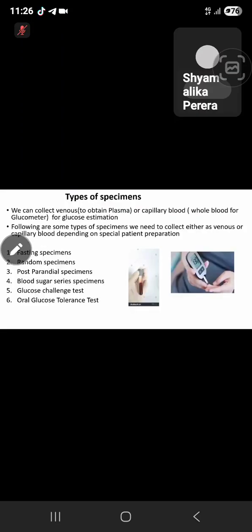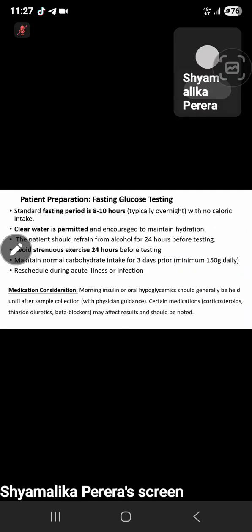And with all these collection procedures, you can collect venous blood, plasma samples or whole blood for glucose estimation. But based on some tests like fasting blood sugar, random blood sugar, postprandial blood sugar, oral glucose tolerance test, glucose challenge test, based on these test requirements, there may be differences. That means either in patient preparation or sample collection or likewise. So let's move one by one.